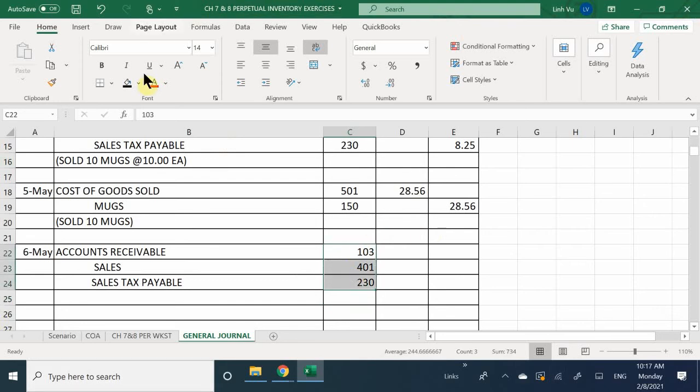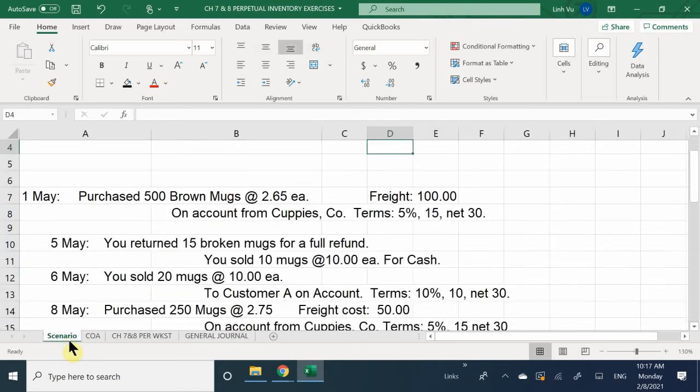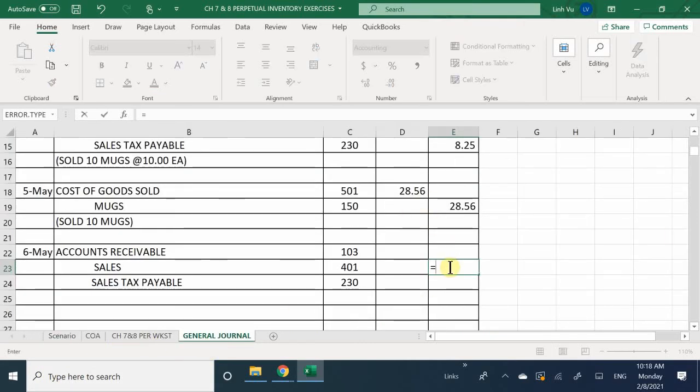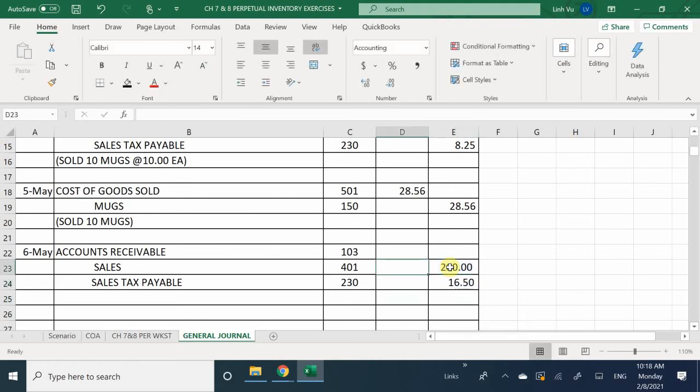So let's go ahead and calculate this. So what was the total sales on this account? How many items did we sell? Let's go back to the scenario. We sold 20 at how much? $10 each. So 20 times 10 gives you how much? 200. What is the tax on that? $16.50. And lastly, what is the total amount that customer A owes us? 216.50.